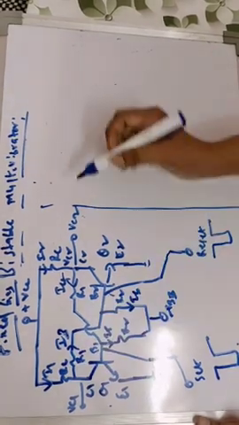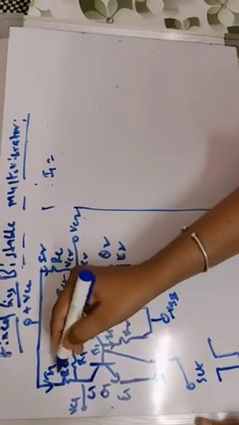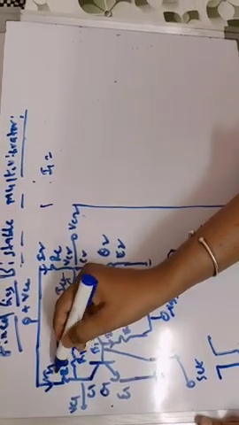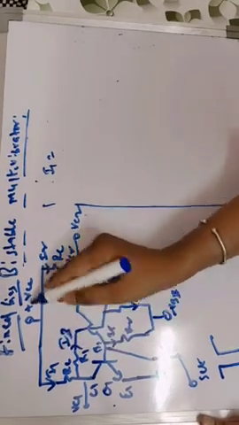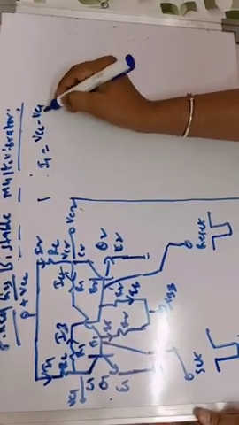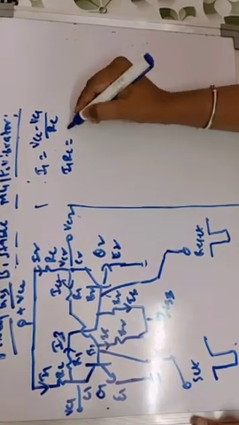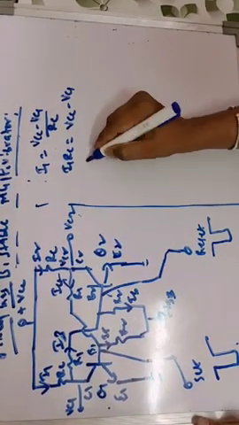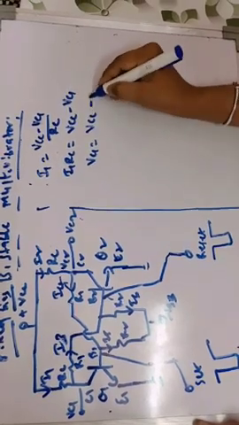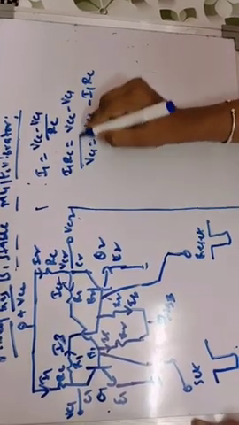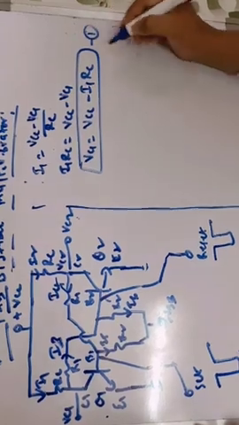As we know, I1 is the current flowing in the collector resistance RC, which is the potential difference (VCC minus VC1) divided by RC. So I1 into RC is equal to VCC minus VC1. Therefore VC1 is equal to VCC minus I1 into RC. Let us take this as equation 1.